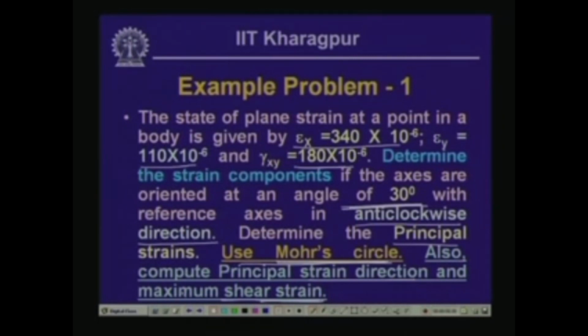Now, let us plot the Mohr-Circle, and then it will be clearer how we can solve this particular problem. Now, given values are epsilon x is equal to 340 into 10 to the power minus 6, epsilon y is equal to 110 into 10 to the power minus 6, and gamma xy is equal to 180 into 10 to the power minus 6.